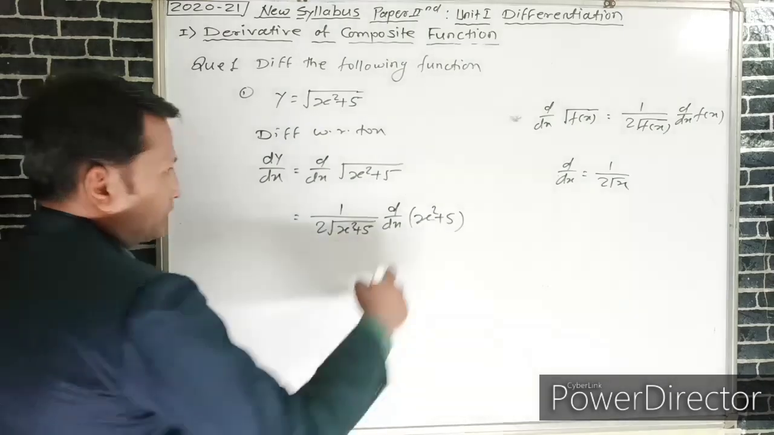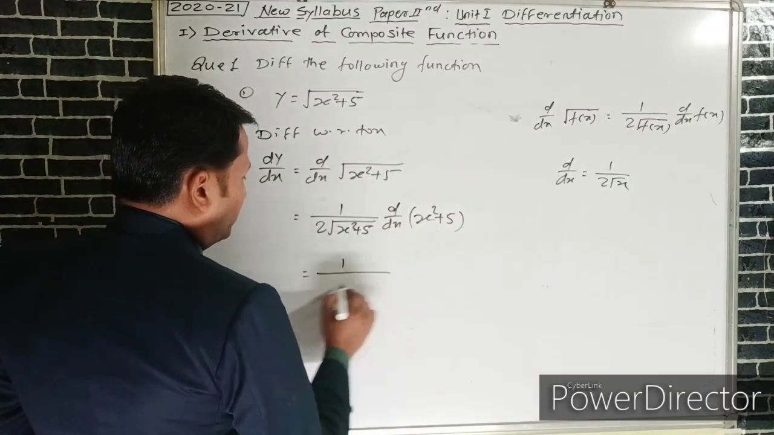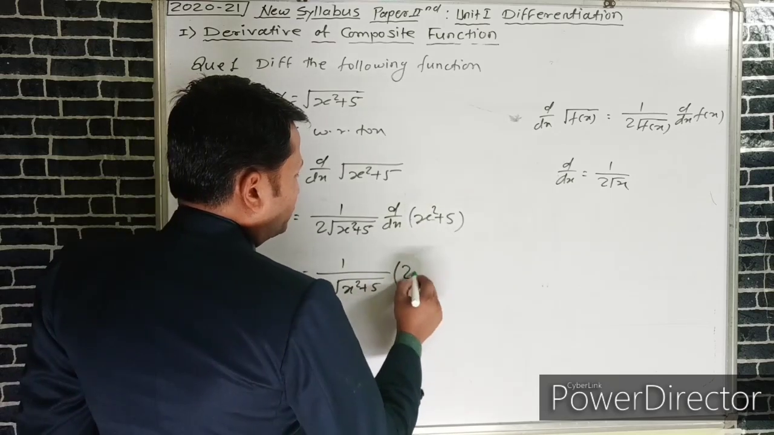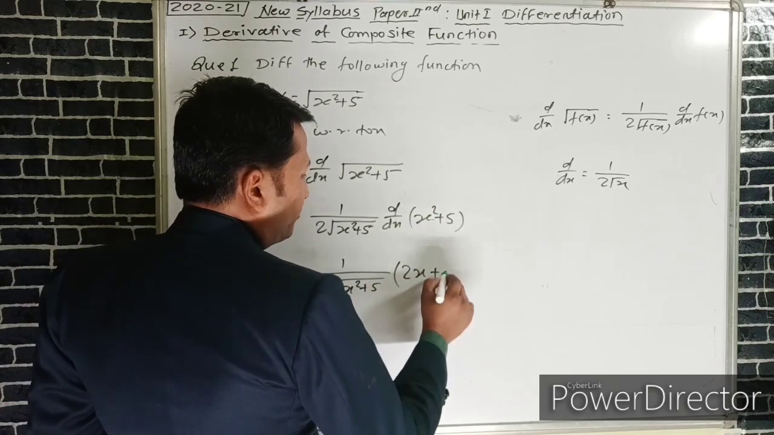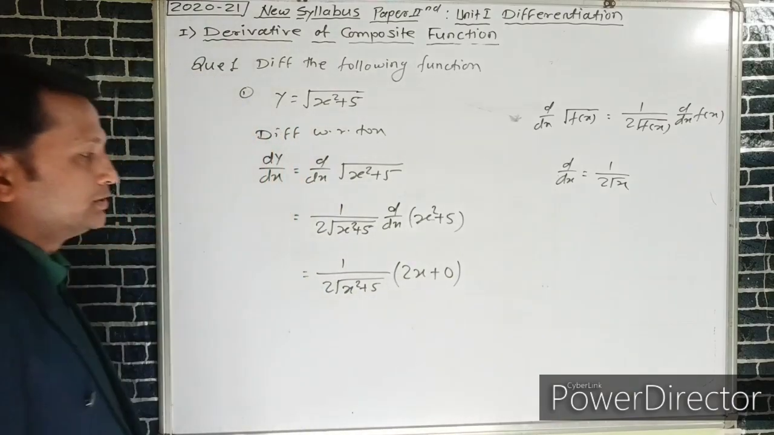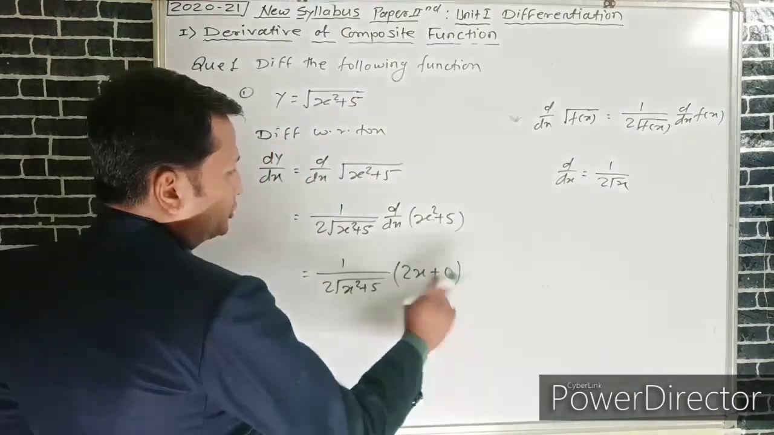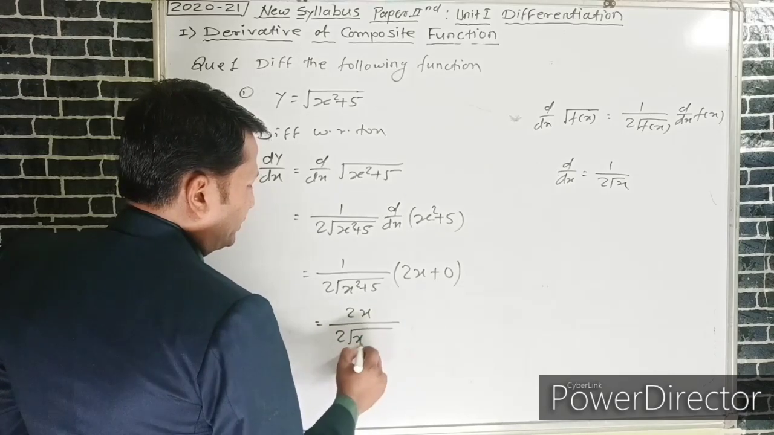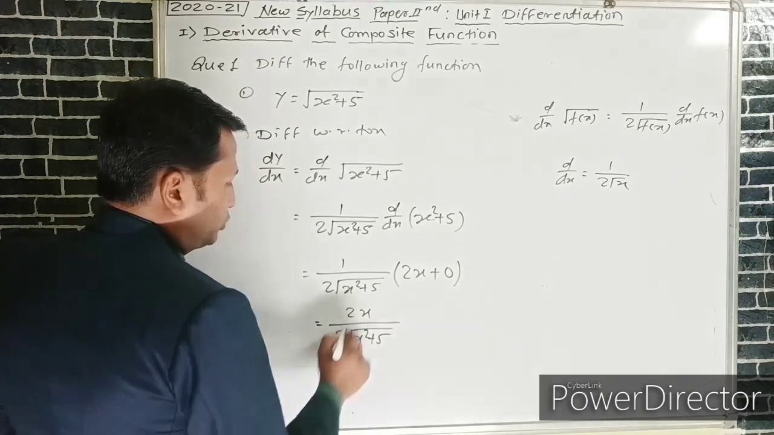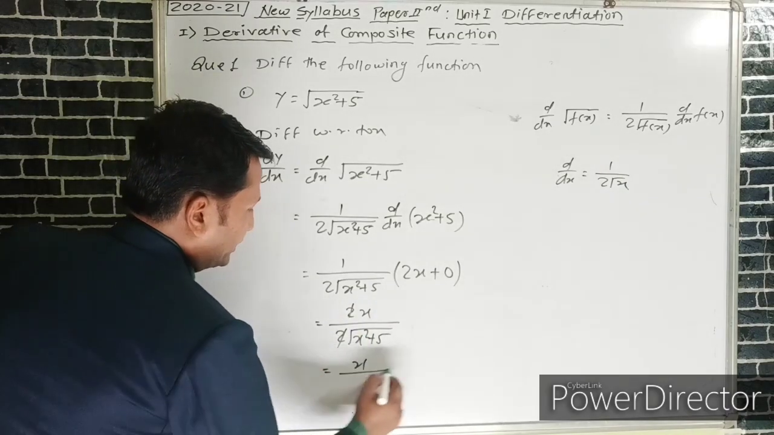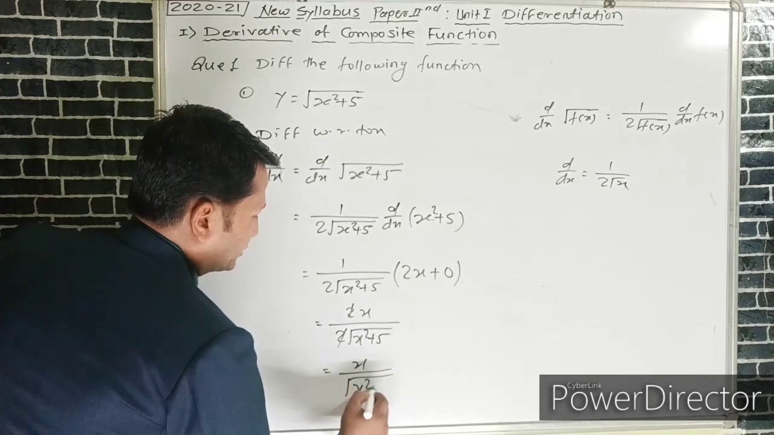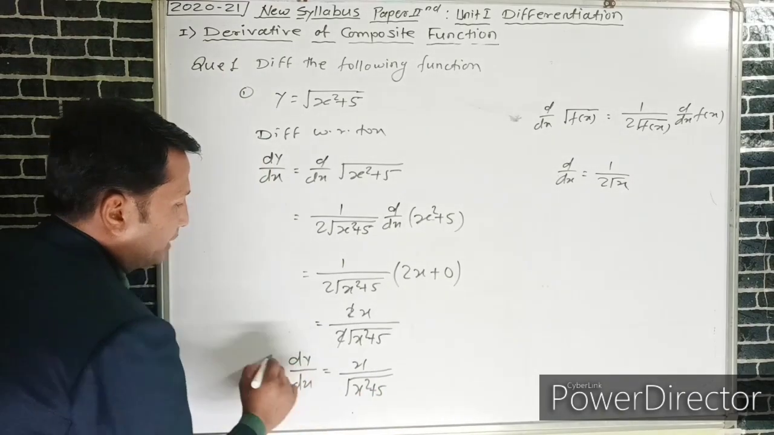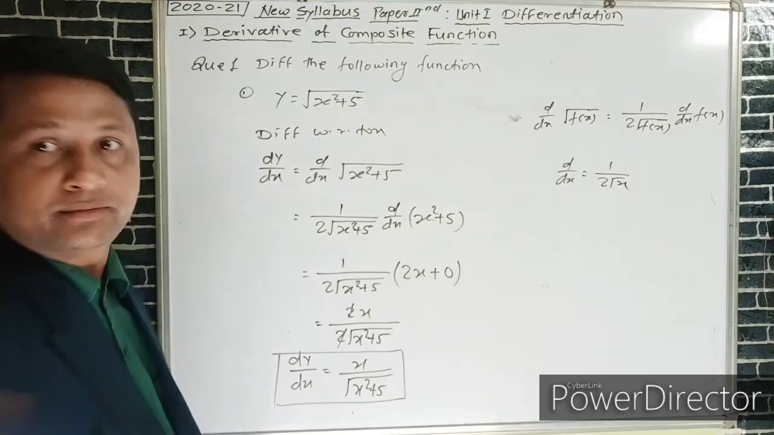1 upon 2 under root of x square plus 5. The derivative of x square is 2x and the derivative of 5, which is a constant function, is 0. 2x plus 0 is 2x. 2x upon 2 under root of x square plus 5, 2 cancels, is equal to x upon under root of x square plus 5, which is the required derivative of y, dy upon dx.